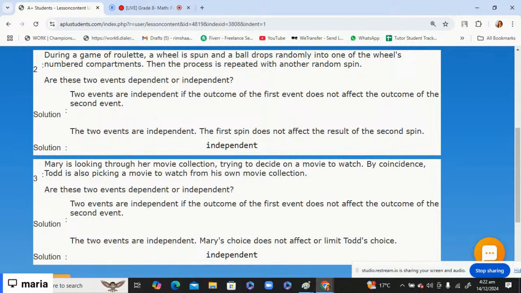So read out this question and then tell me the answer. The last one. Everyone think about it and then just tell me the answer. Mary is looking through her movie collection, trying to decide on a movie to watch. By coincidence, Todd is also picking a movie to watch from his own movie collection. Are these two events dependent or independent?